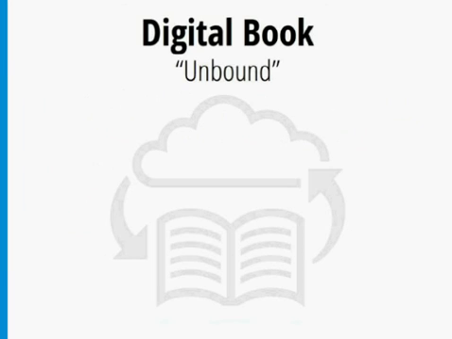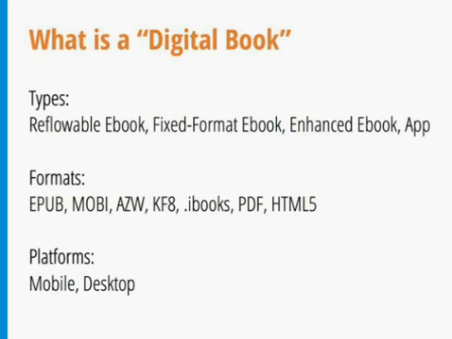But what do I mean by digital book? Obviously, it's not just a single item. There are multiple types. There are reflowable eBooks, fixed format eBooks, enhanced eBooks with audio and video, and apps as books. They come in multiple formats, in EPUB, in Mobi, in different Amazon formats, iBooks, PDF, HTML5, any web technology that allows for graceful creation of metadata can be in EPUB or eBook format.